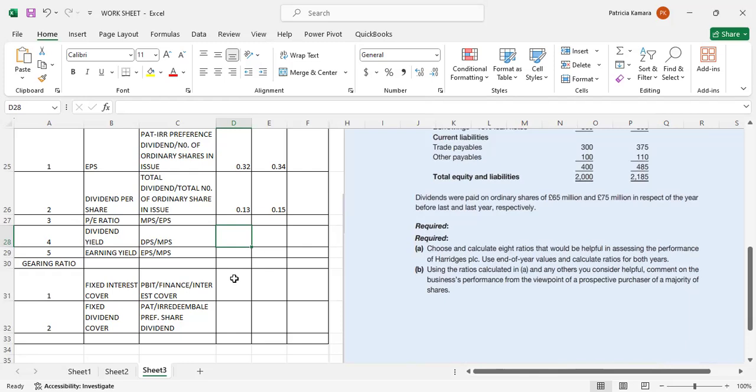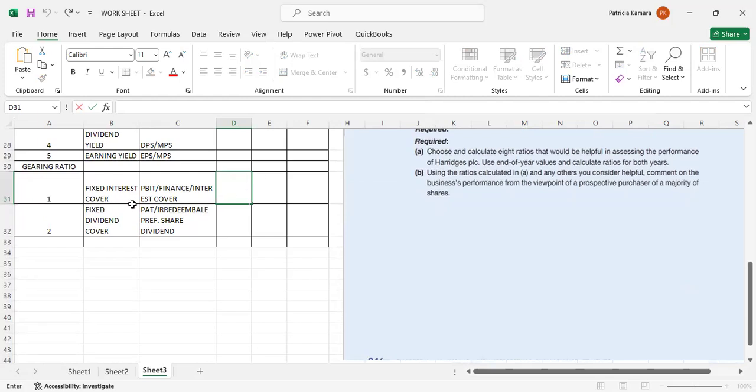So now for gearing ratios, we are going to look at two. Remember, you can have other types of ratios under gearing. We can have operating also under it.